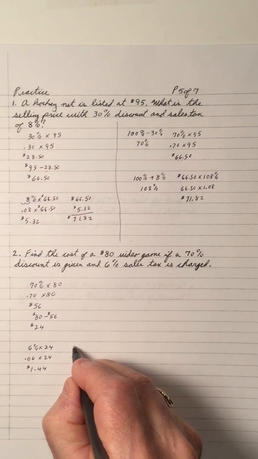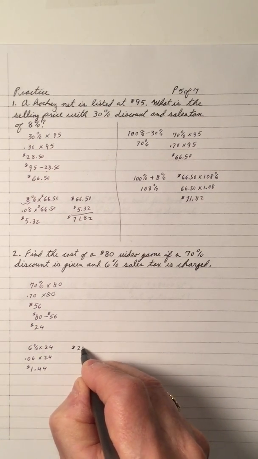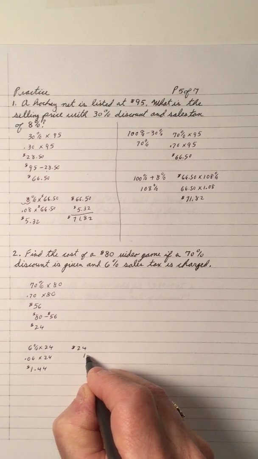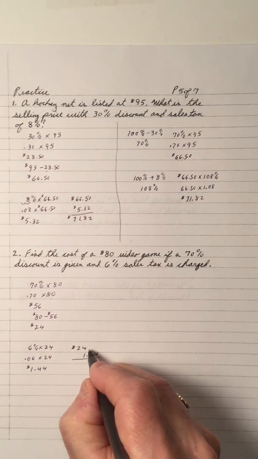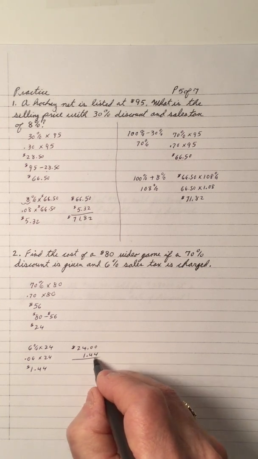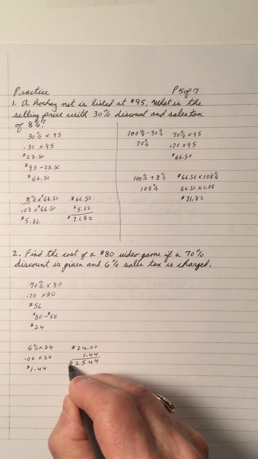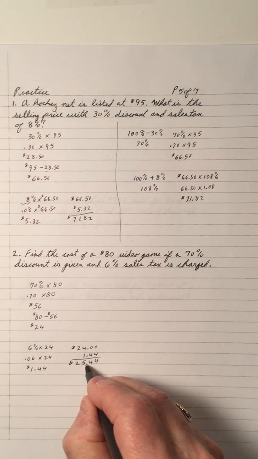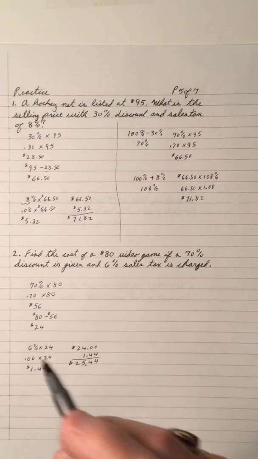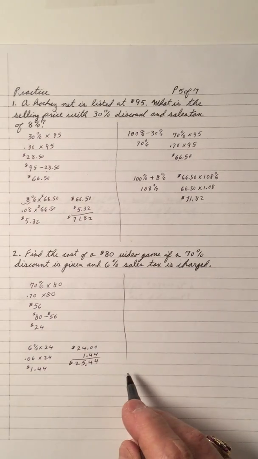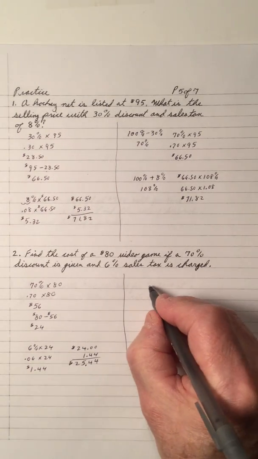So the price of the article is $24 plus $1.44. Notice the $24, the decimals to the right, so there's 2 more zeros. Add it up, 4, 4, 5, so you're paying $25.44. But again, let's go the other way.